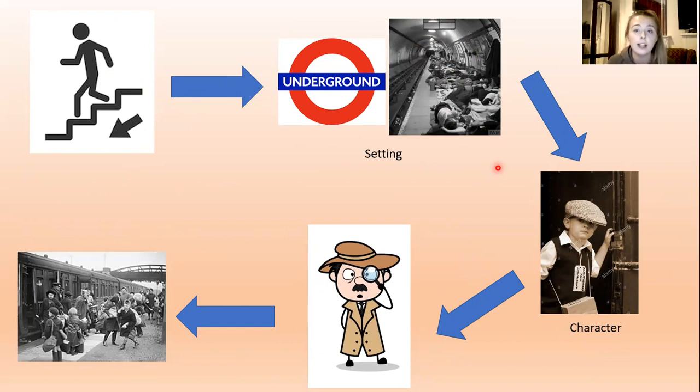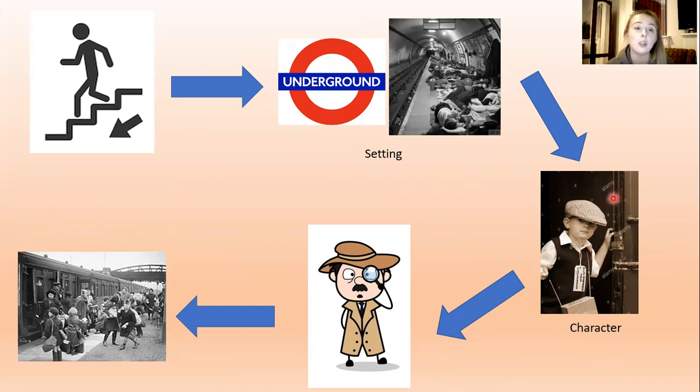Whilst the air raid siren is going off up in the open air. And I've got this underground setting just to remind me that it was in the underground, to help with my quick description that I'm going to include in my writing. Down here, I've got a character. Now I've tried to find a character, an evacuee little boy that I think I can describe in my writing. I can see that he's got a brown tag around his neck, which will have his name on.